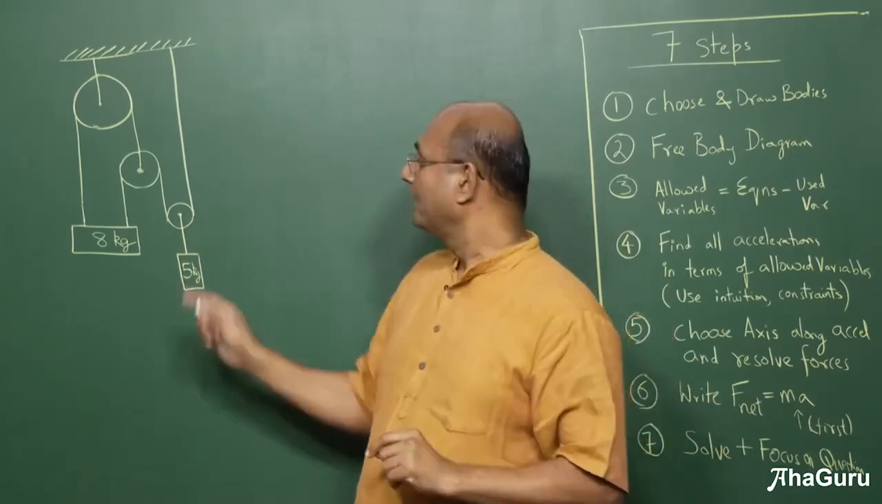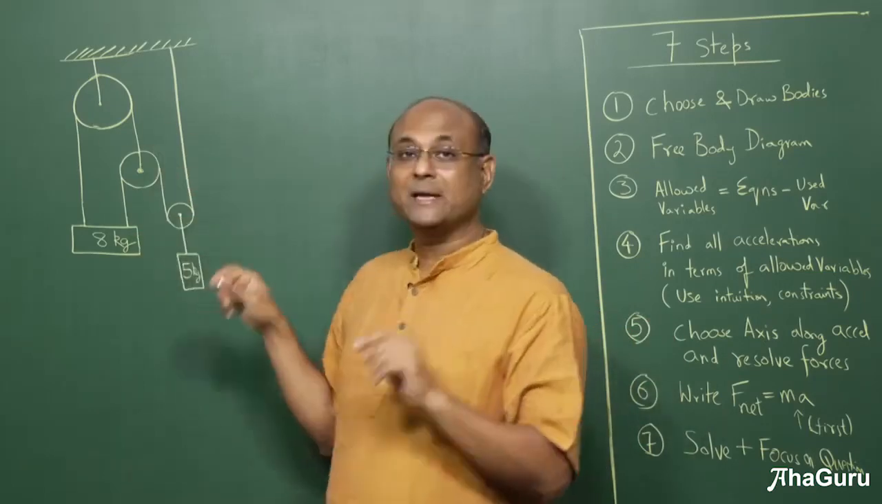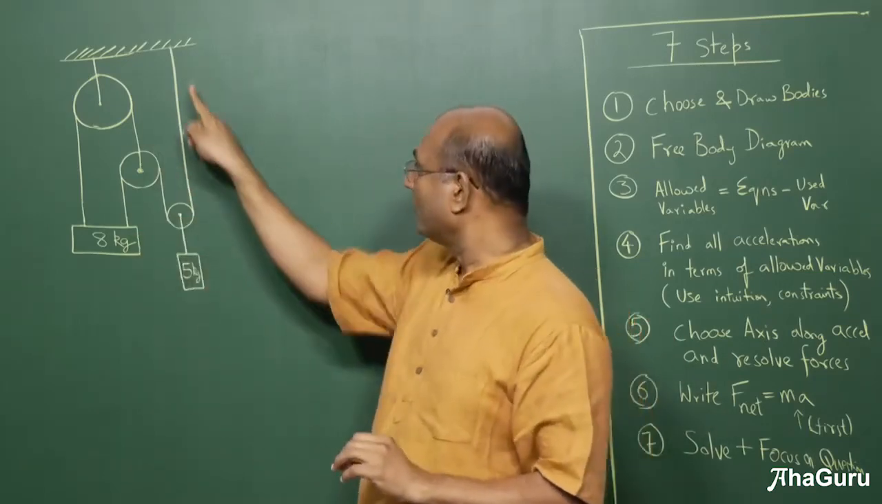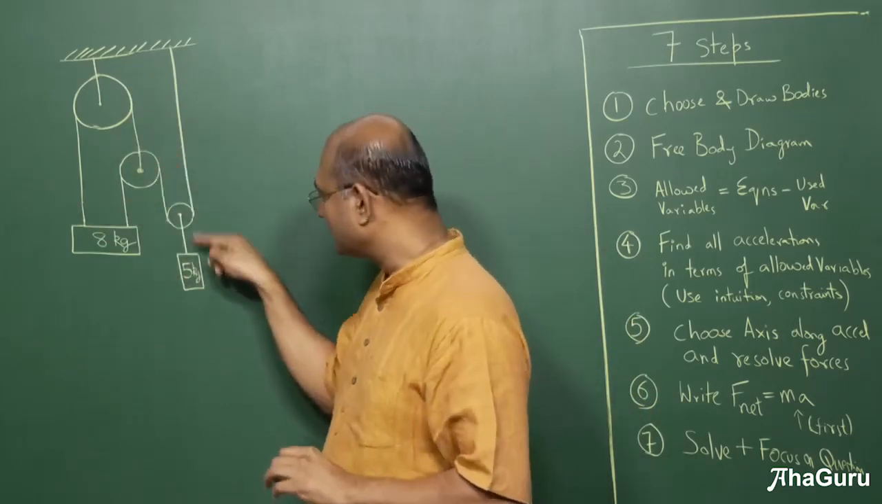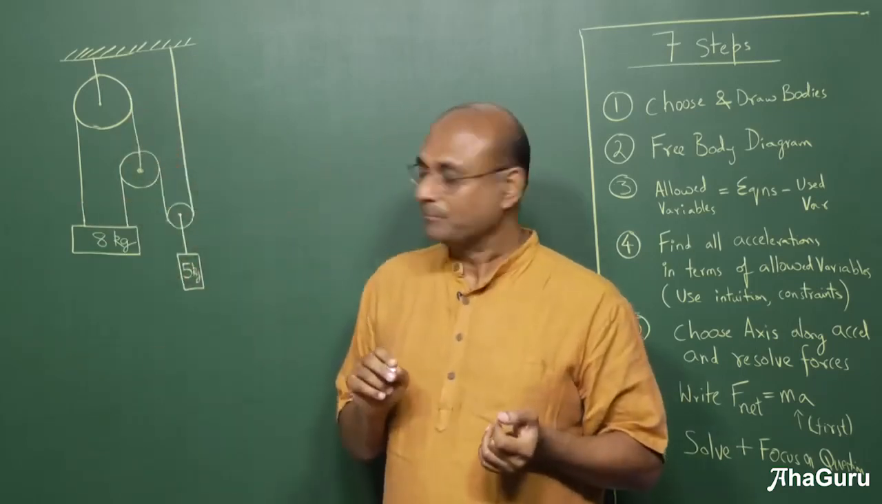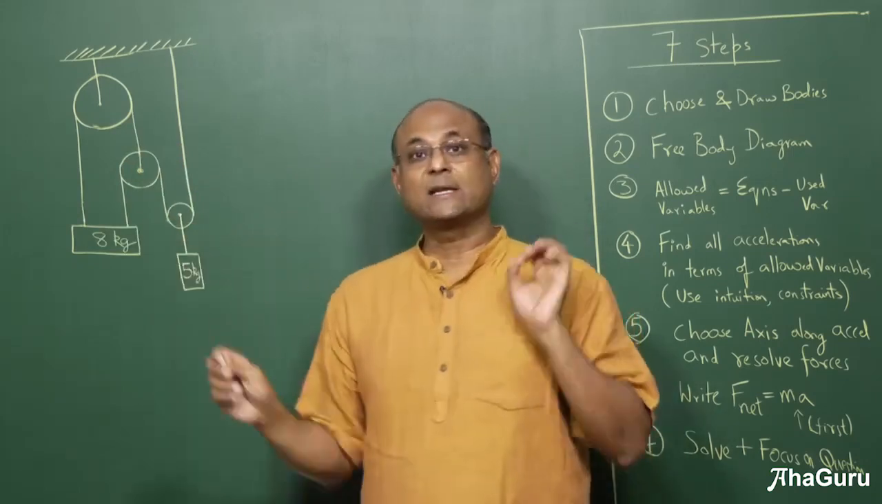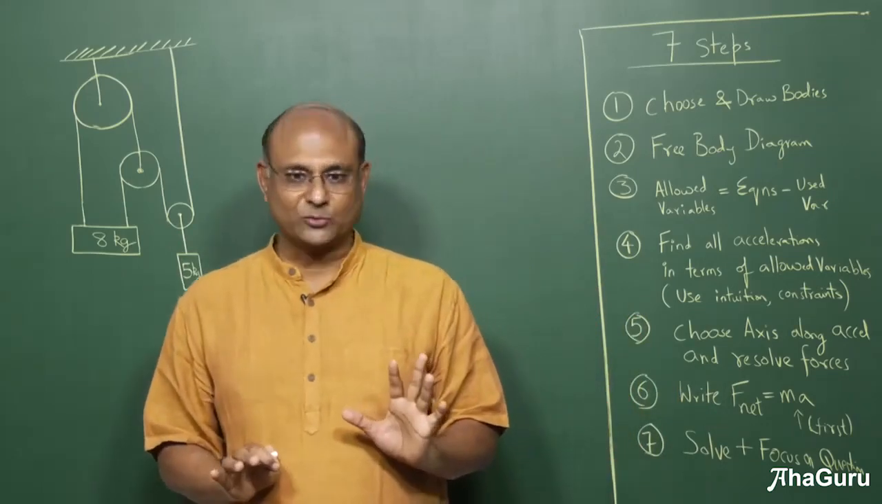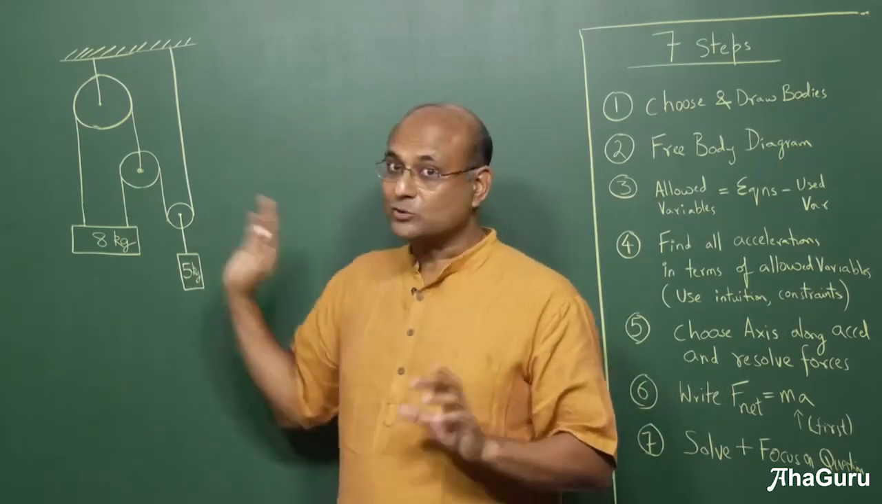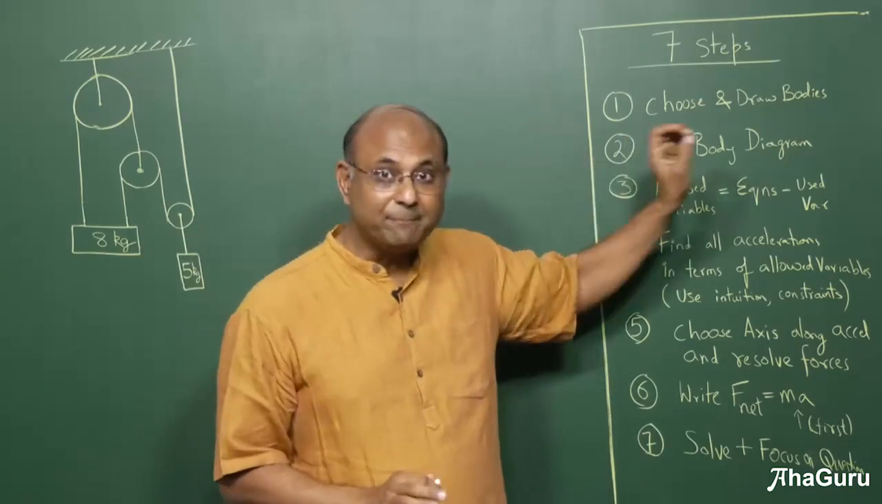So here I have 2 blocks connected by 3 pulleys. There is one rope that is going this way, there's one more rope that goes there, and of course there's a third rope just connecting the 5 kg block. Now I want to find the accelerations of 8 kg and 5 kg. I'll assume g is 10 meters per second square like usual. Now how do I solve this problem? Let us do step by step.